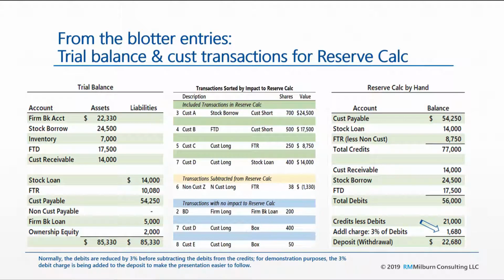Notice we have the credits less the debits of $21,000, and we've added a charge based on 3% of the debits. Normally, you would reduce the debits by 3% and then subtract that amount from the total credits to get the deposit requirement. We've done it this way to make it easier to follow the demonstration.